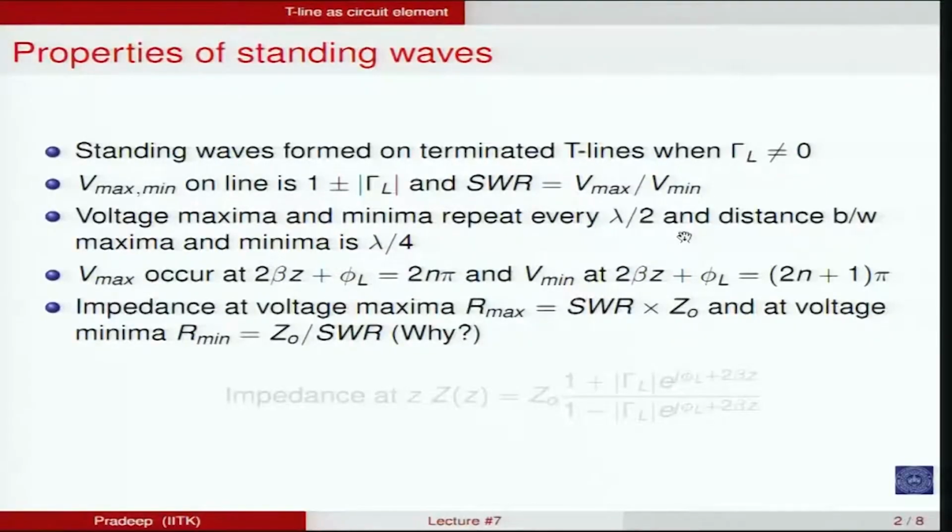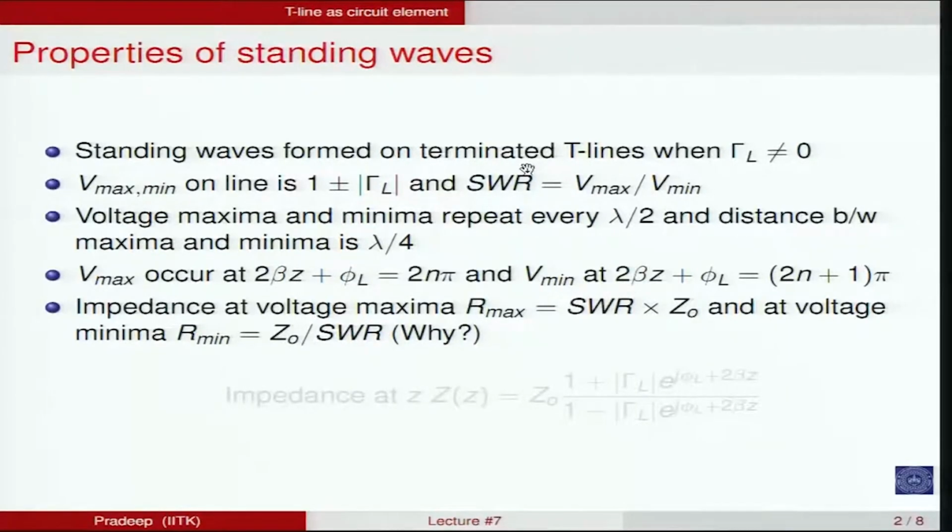In this module we will discuss the steady state sinusoidal response of the transmission lines. We introduced standing waves in the last module and we will continue with a brief summary of what the standing wave properties are. Standing waves are formed whenever a transmission line is terminated with gamma L not equal to 0. With gamma L equal to 0, we see that there is only the incident wave. Whenever gamma L is not equal to 0, standing waves are formed on this terminated transmission line.